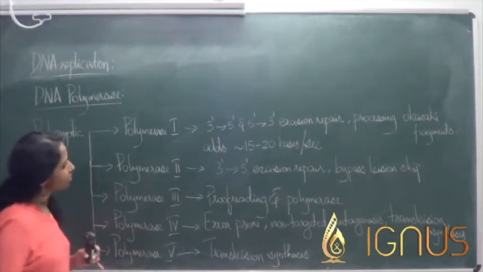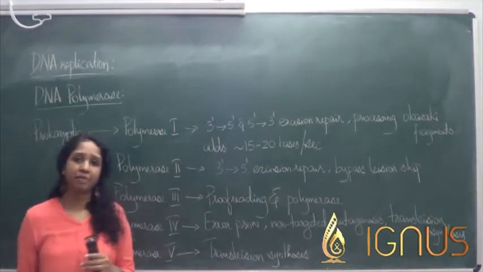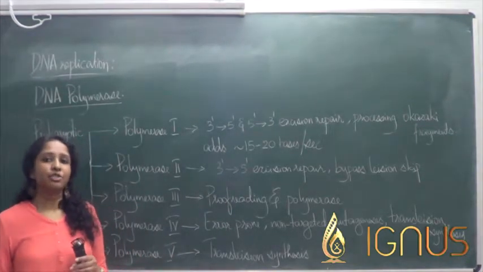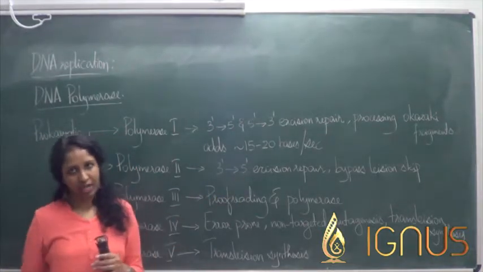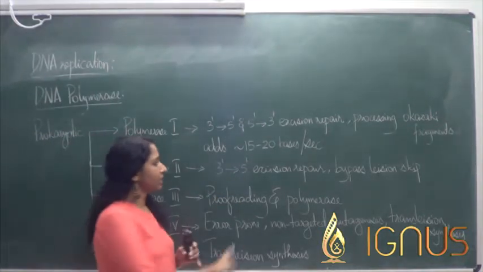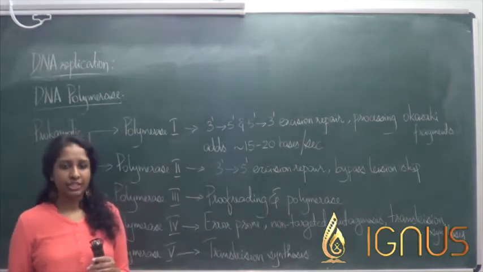The second enzyme is polymerase 2. This one has only 3' to 5' exonuclease activity, so it can do excision repair only in the 3' to 5' direction. It plays a very important role in bypassing lesions.